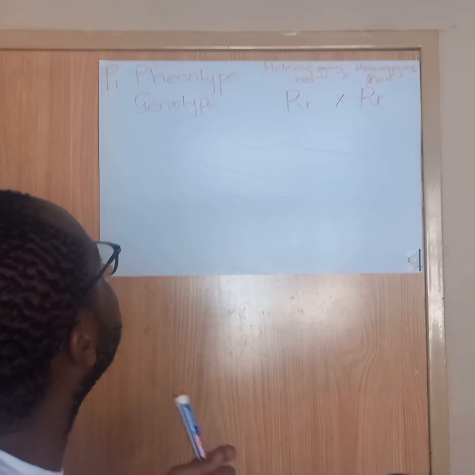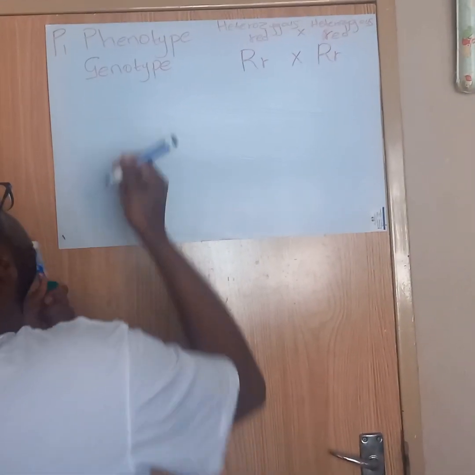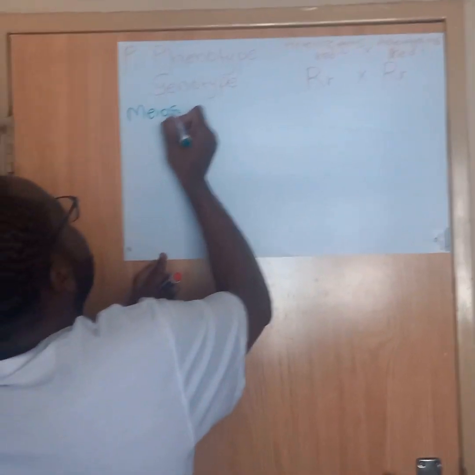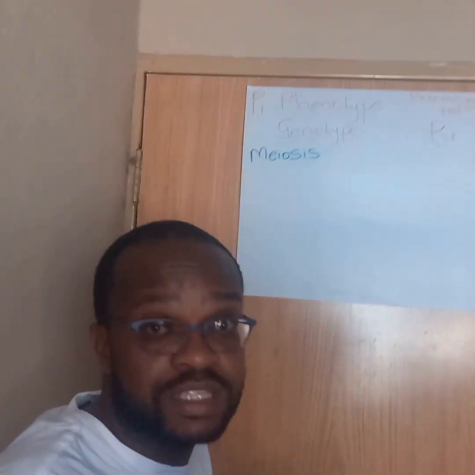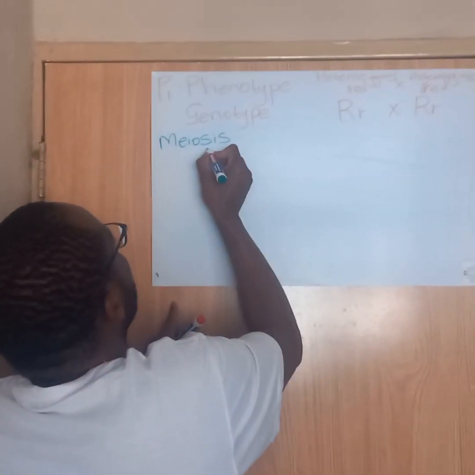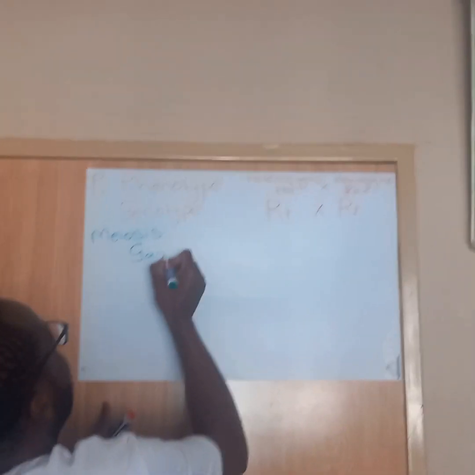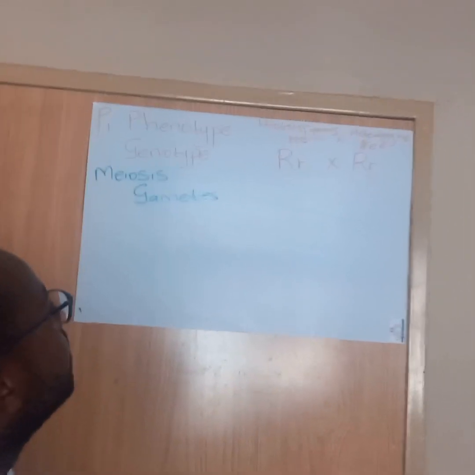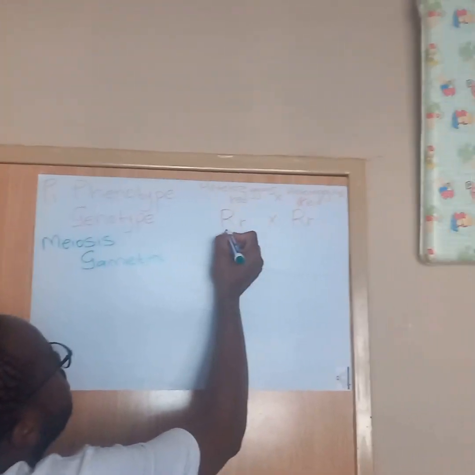The next step that follows is going to be our meiosis. It's very important for you to indicate it. It's going to be meiosis. Then meiosis will be followed by the gametes. The meiosis separates the gametes.